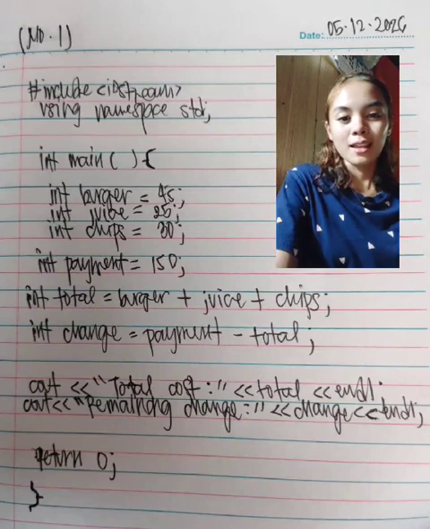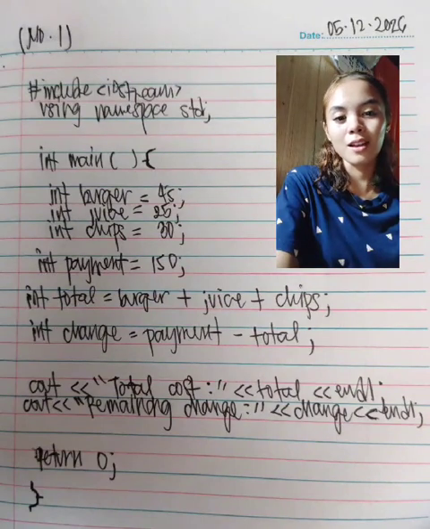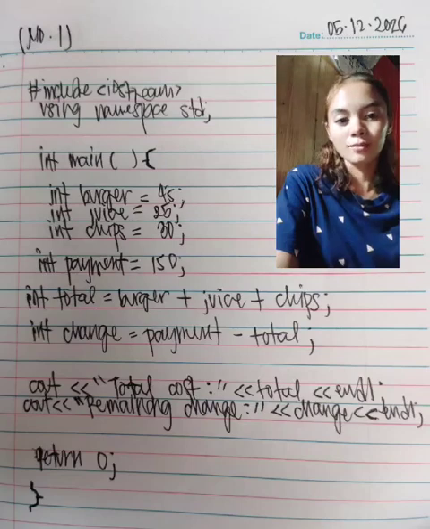int main(). This is the main function, the starting point of every C++ program. All the code written inside the curly braces after the open and close parentheses will run when the program is executed.